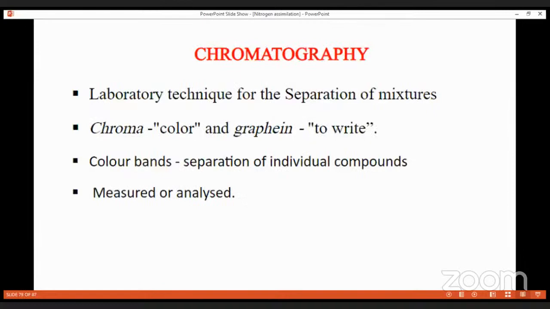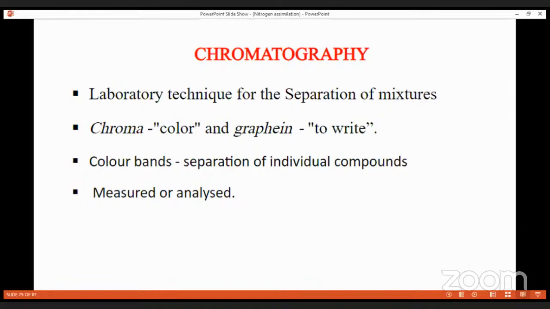I have not got time to prepare about the colorimetry, but I have prepared something for chromatography. We'll discuss the chromatography in brief. It is a lab technique for separation of a mixture, and it consists of two words, chroma and graphein. As you already know, chroma is color and graphein is to write. So based on the color, if we separate different bands, different compounds, according to different colors, that process is known as chromatography.